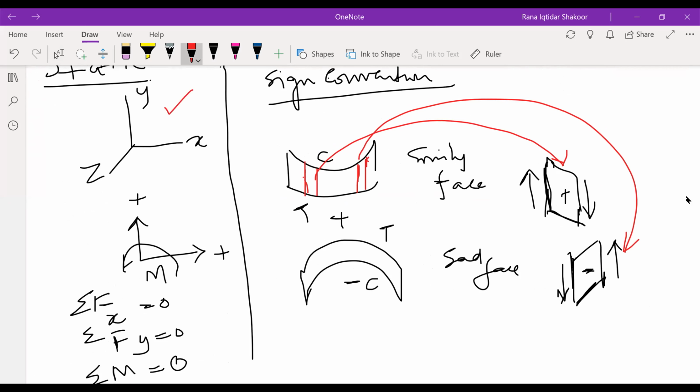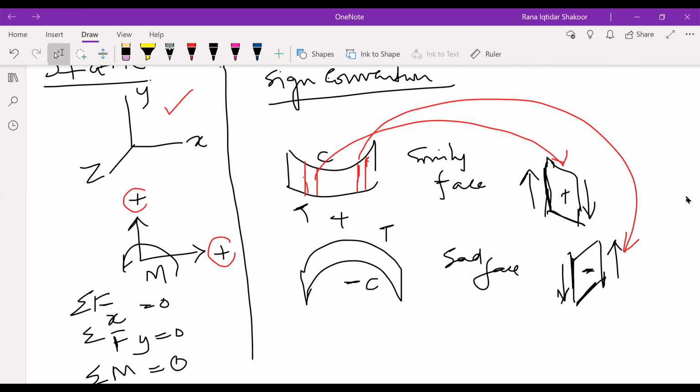This is positive y, this is positive x, and the counterclockwise moment is assumed to be the positive moment in statics, right? And then the sum of all the forces along the x-axis, y-axis, and the moment will be equal to 0. That is the static part. That will remain the same. This will be used to calculate the shearing forces. This will be used to calculate the reaction forces that you have been doing in Statics 1, right?